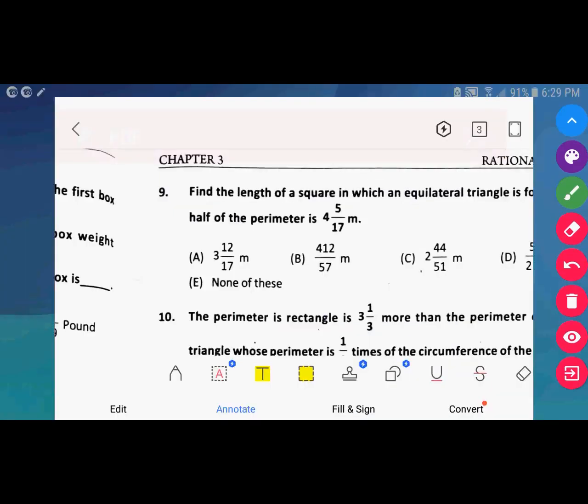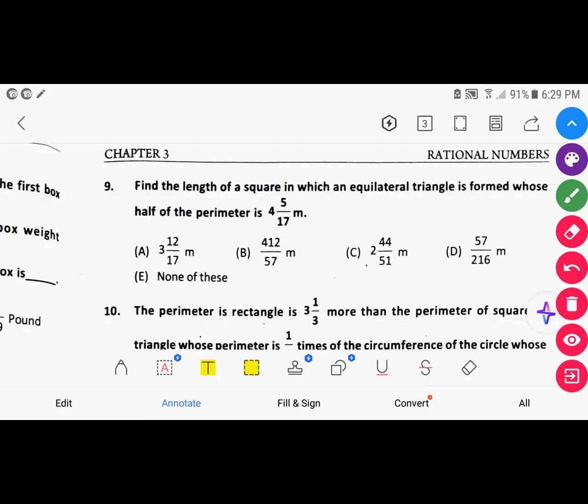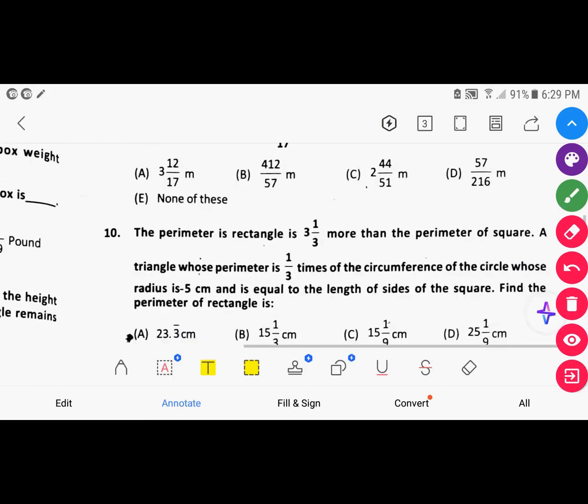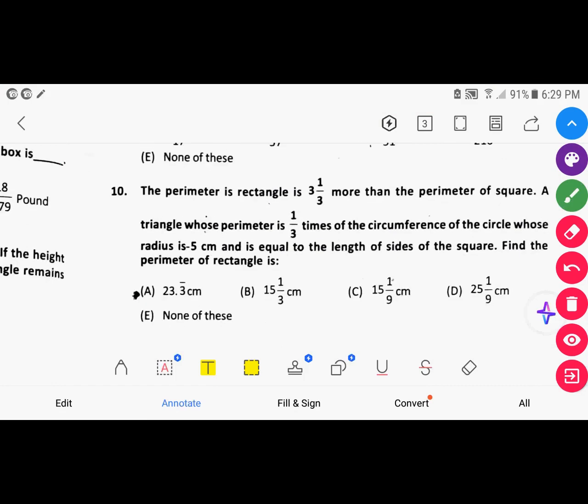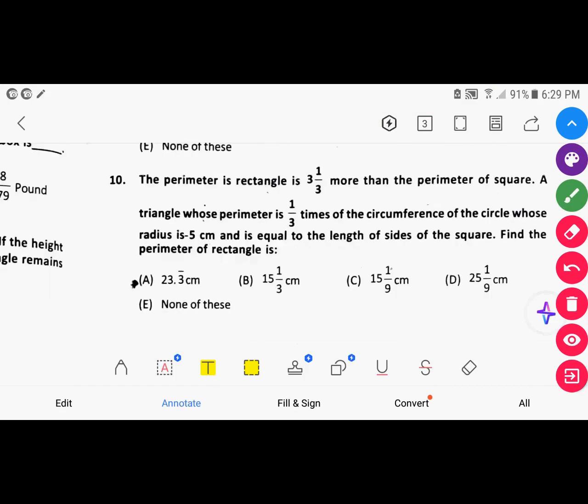Now the next question is, the perimeter of the rectangle is 3 into 1 upon 3 more than the perimeter of the square, a triangle whose perimeter is 1 by 3 times the circumference of the circle whose radius is 5 centimeter and which is equal to the length of the side of the square. Find the perimeter of the rectangle.